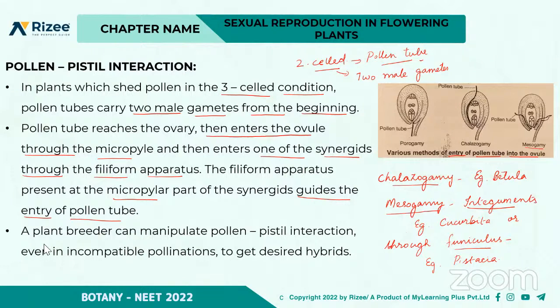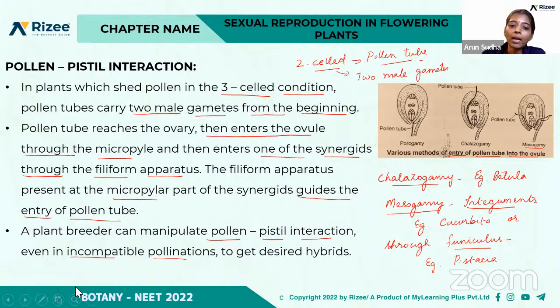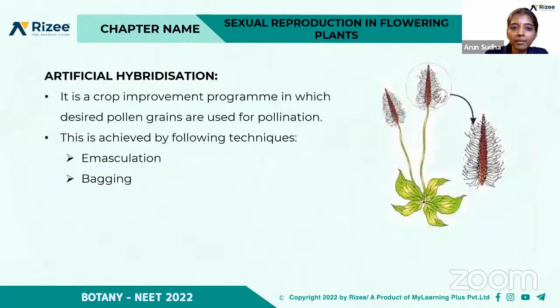Okay. So the plant breeder can manipulate the pollen-pistil interaction. That is how the interaction happens, even in incompatible pollination. Normally in incompatible pollinations, there will be no formation of the pollen tube. So the plant breeder can manipulate this interaction to get the desired hybrid products. Okay. So these are the different methods of entry of pollen tube into the ovule. Okay, clear? So next is artificial hybridization.